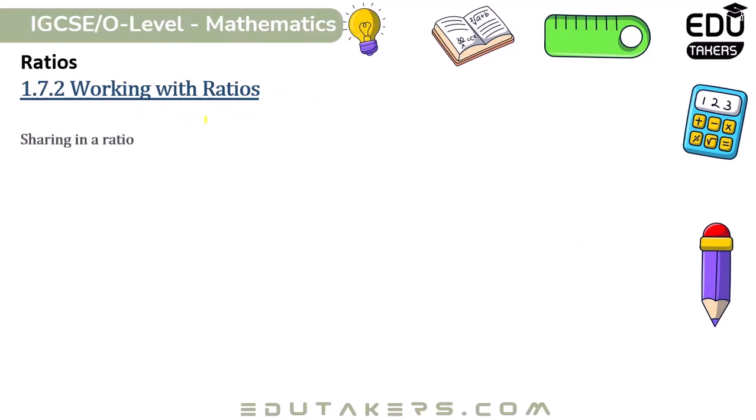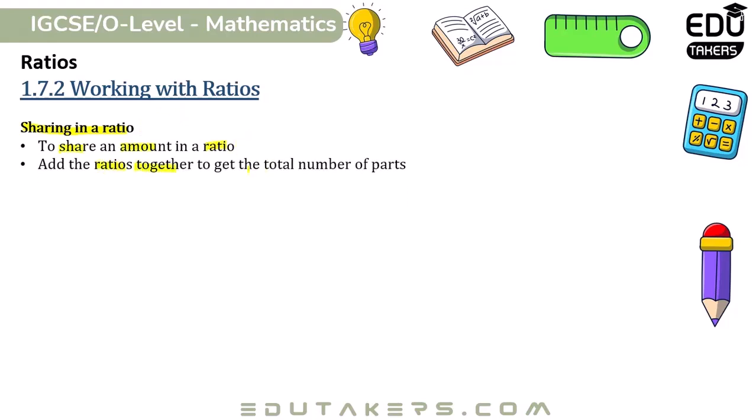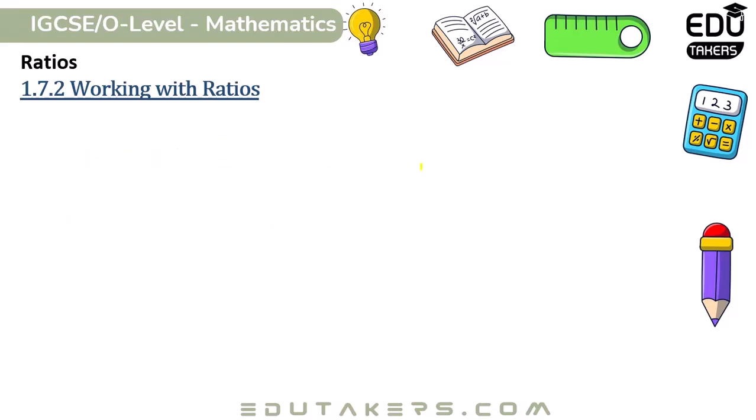Working with ratios. Sharing in a ratio. To share an amount in a ratio, add the ratios together to get the total number of parts. Then divide the total by the number of parts. To calculate each person's share, multiply by the ratio. Check that these add up to the original amount.